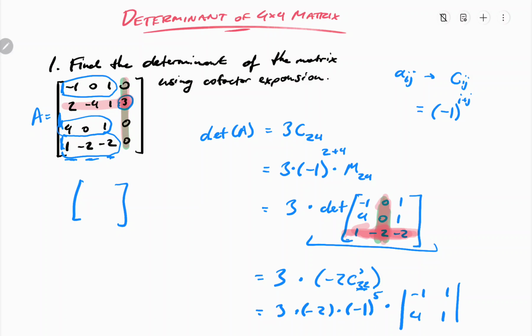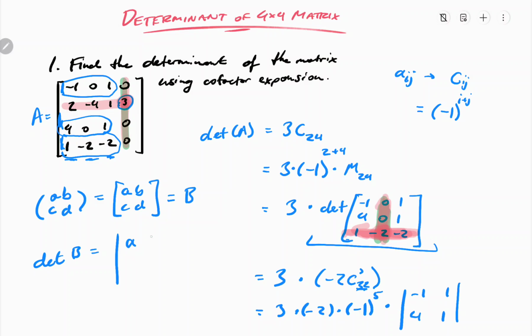Notice that I'm using straight bars. Straight bars means determinant of whatever's inside. So matrices can be written with curved brackets or boxy brackets. And if I call this matrix B, the determinant of B can also be written as straight bars A, B, C, D. That might come up later.